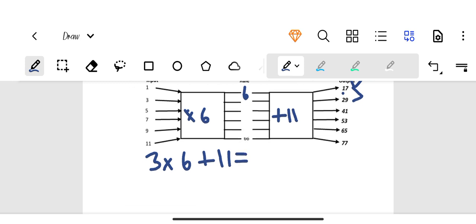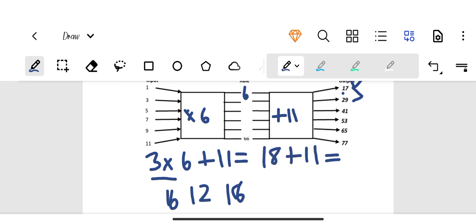The next thing that you're going to do, 3 times 6 is going to be 6, 12, 18. So it means that the answer is going to be 18 plus 11. 8 plus 1 is 9, and 10 plus 10 is 20. So it's going to be 29. And we can see that 29 is there on the second one.